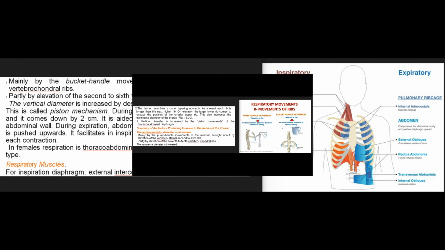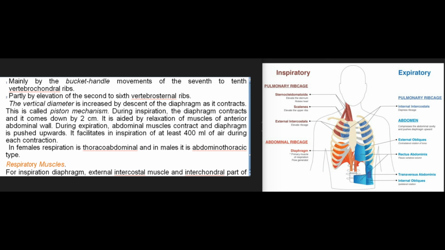The transverse diameter is increased: 1. Mainly by the bucket handle movements of the 7th to 10th vertebrochondral ribs. 2. Partly by elevation of the 2nd to 6th vertebrosternal ribs. The vertical diameter is increased by descent of the diaphragm as it contracts. This is called piston mechanism.